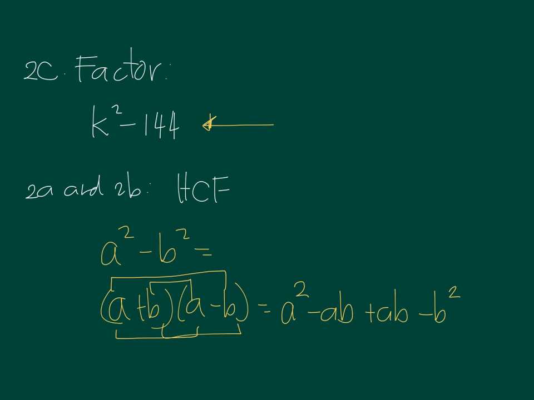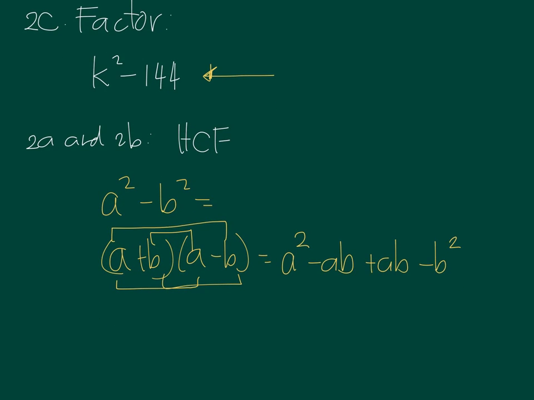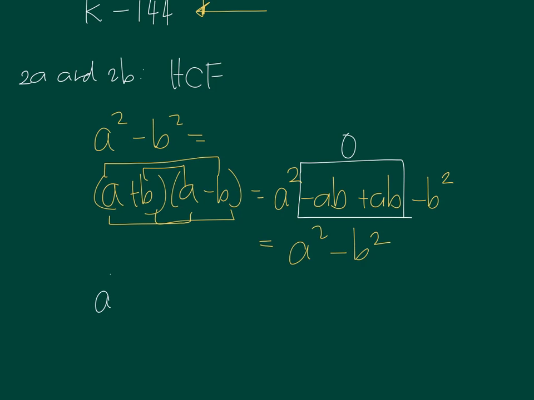And any expression following that format, a plus b and a minus b, will result in an expression equal to a squared minus b squared, because the two middle terms here will basically be 0. They cancel each other out. So if you start with the given expression a squared minus b squared, then the factored form will be a plus b times a minus b. Again, provided that the expression follows the format a squared minus b squared.